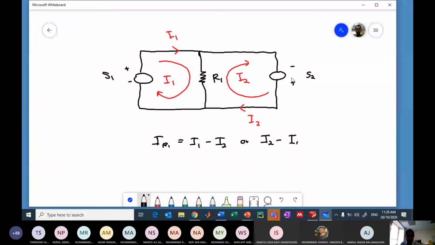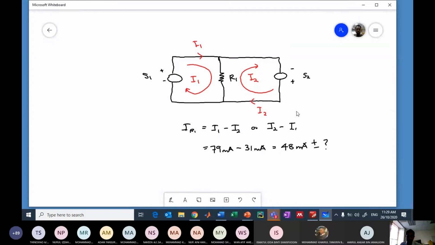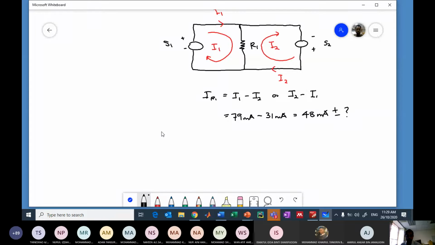So I1 is 79 milliamps and I2 is 31 milliamps. So we are going to have 48 milliamps. This is the total current flowing in the resistor. But now we need to calculate what is the minimum and maximum level. So first we need to calculate for I1. For I1, accuracy is plus minus 3% of full scale.